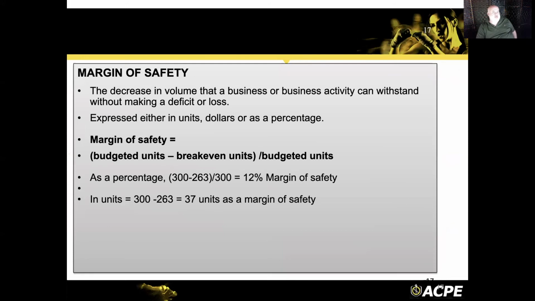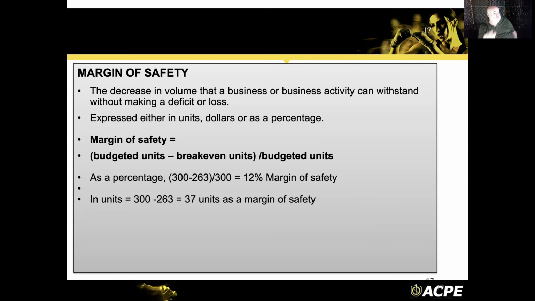Last couple of issues. The margin of safety is the decrease in volume that a business or activity can withstand without making a loss. So the margin of safety is usually the difference between the budgeted amount and the break even. So budgeted minus break even over budgeted, we can do it for units. 300 is what we expected to sell. 263 was the break even. The difference there is 37 units divided by the budget. So that says we've got a 12% margin of safety. Obviously, the higher the better.